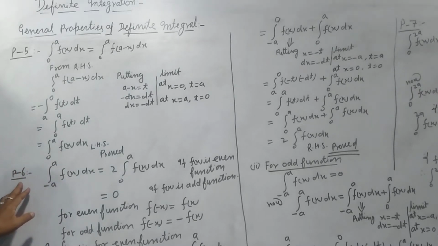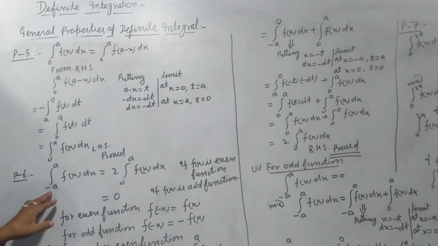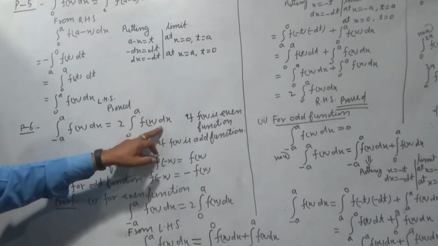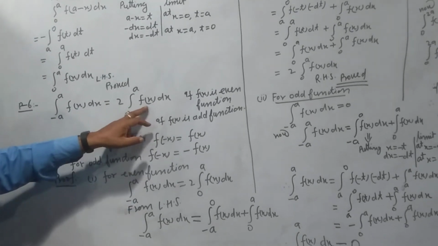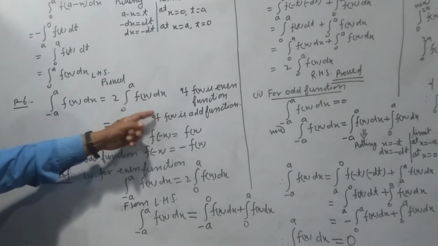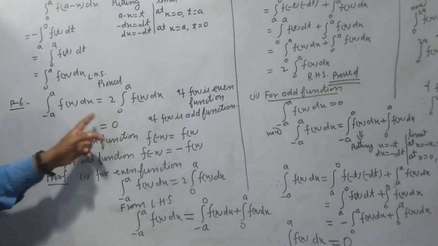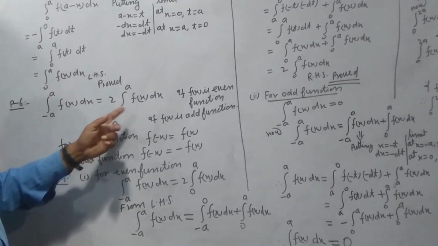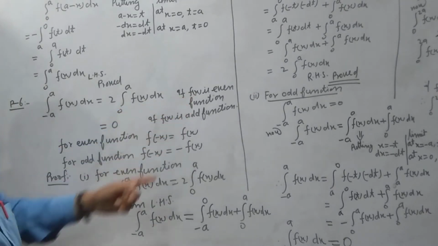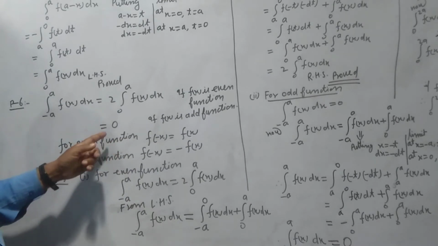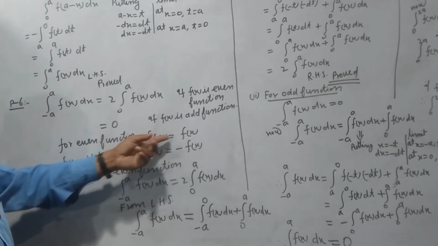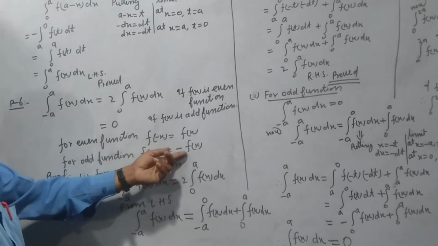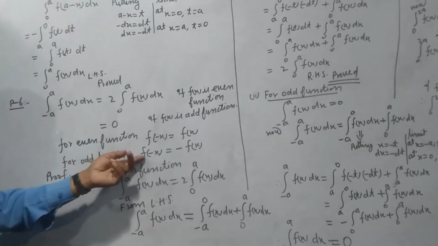Now property 6: the integral from minus a to a of f(x) dx is equal to 2 times the integral from 0 to a of f(x) dx if f(x) is an even function, and if f(x) is an odd function, the value of this will be equal to 0. For this, replace x with minus x. If the value doesn't change, then the function is an even function. If the value changes with a negative sign, then it is an odd function.